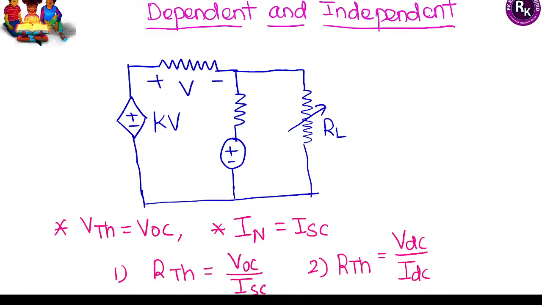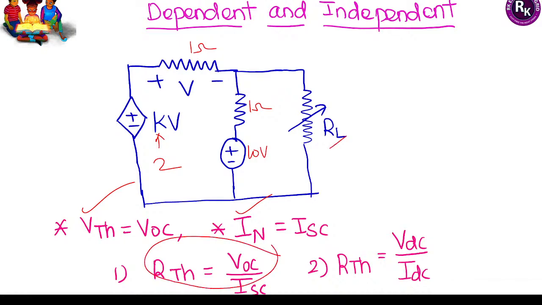For example, if I'm having a 10 volt source and the value of K equal to 2, and let us take this as 1 ohm, this as 1 ohm. Calculate the value of VTH and RTH. When your circuit has both dependent and independent sources, we have two different procedures. First, by calculating Thevenin voltage and Norton current, and taking the ratio between them, you can calculate the value of RTH. The other way is, remove the load, deactivate all independent sources.